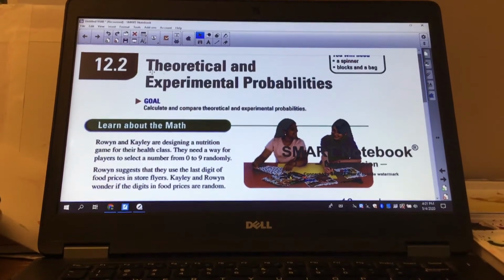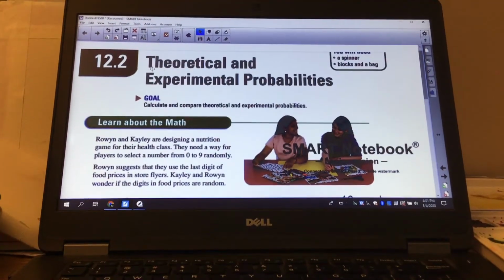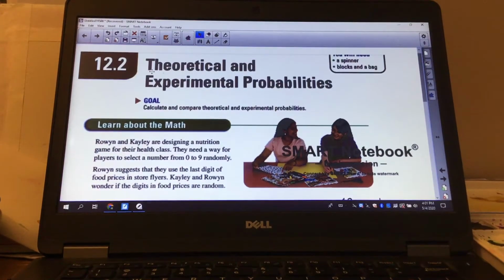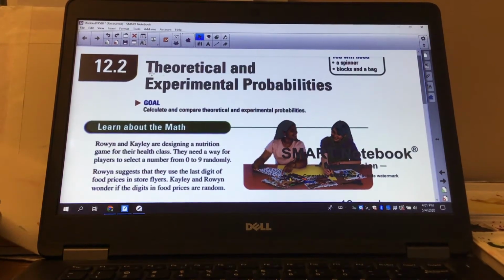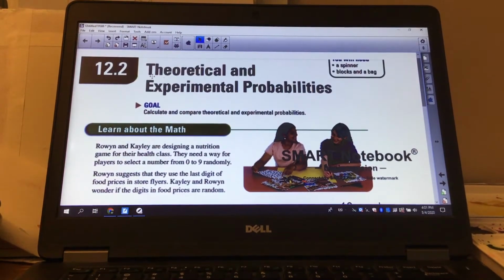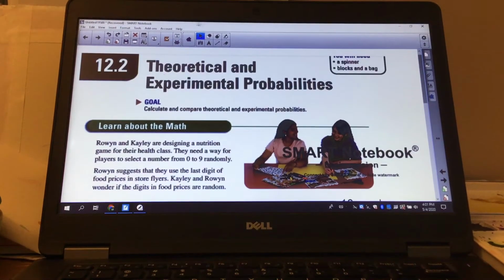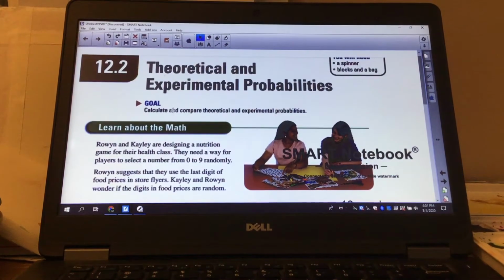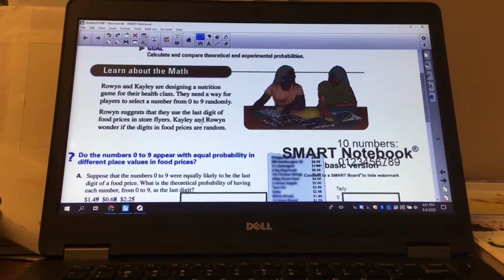So Rowan and Kaylee are designing a nutrition game for their health class. They need to find a way for players to select a number from 0 to 9 randomly. Rowan suggests they use the last digits of food prices and store flyers. Kaylee and Rowan wonder if the digits are random. Okay, you're not going to need a spinner or blocks in a bag. Okay, so let's get to this.